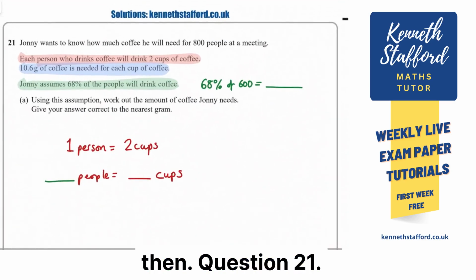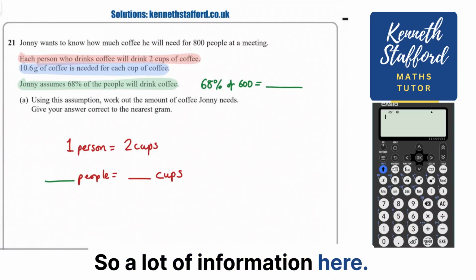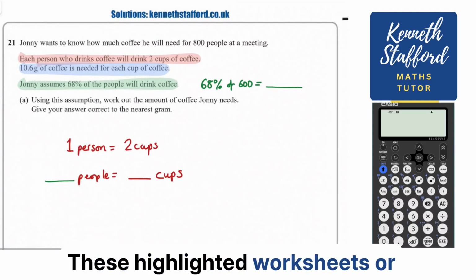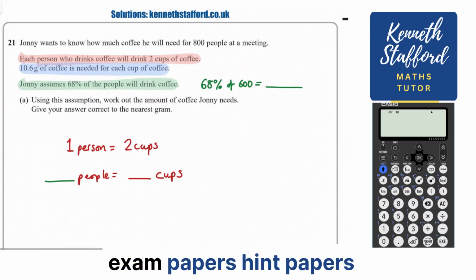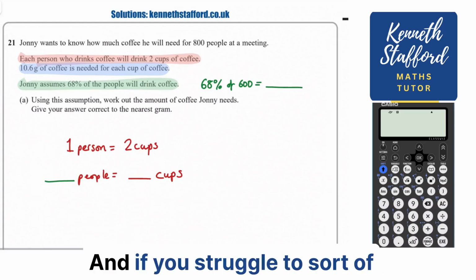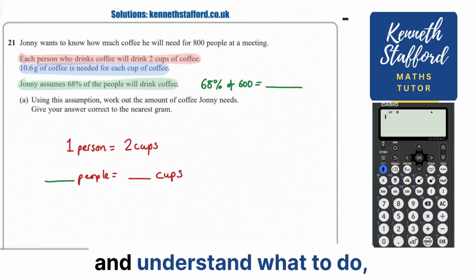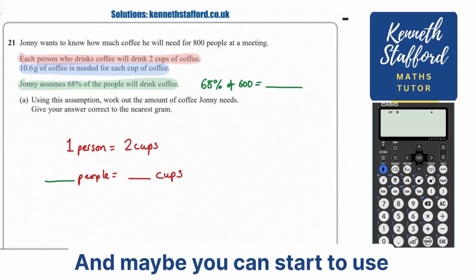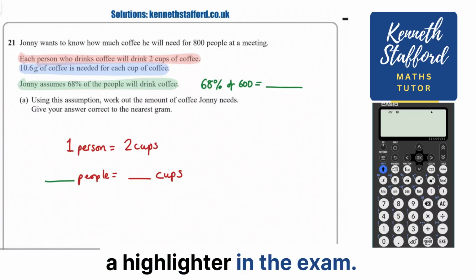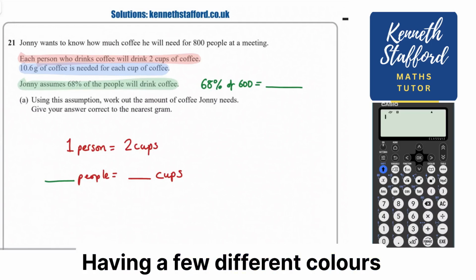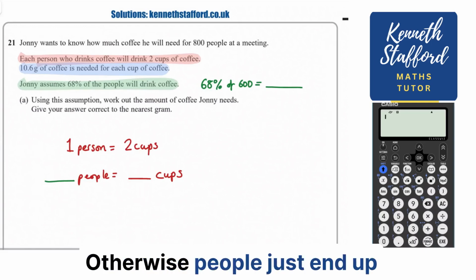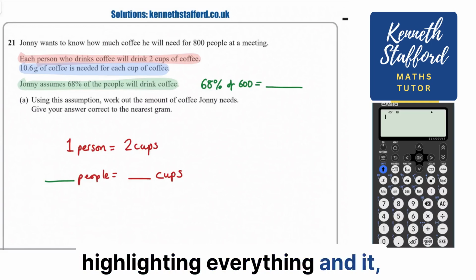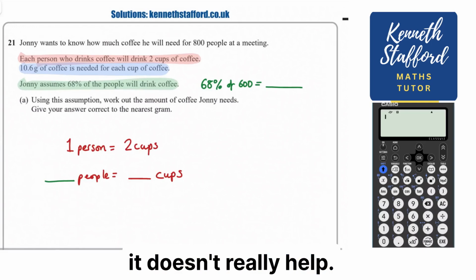Then question 21. So a lot of information here. These highlighted worksheets or exam papers, hint papers, will help you. And if you struggle to read these types of questions and understand what to do, having a go at my hint papers will hopefully help you. And maybe you can start to use a highlighter in the exam. Having a few different colors, I think, is key as well. Otherwise, people just end up highlighting everything and it doesn't really help.